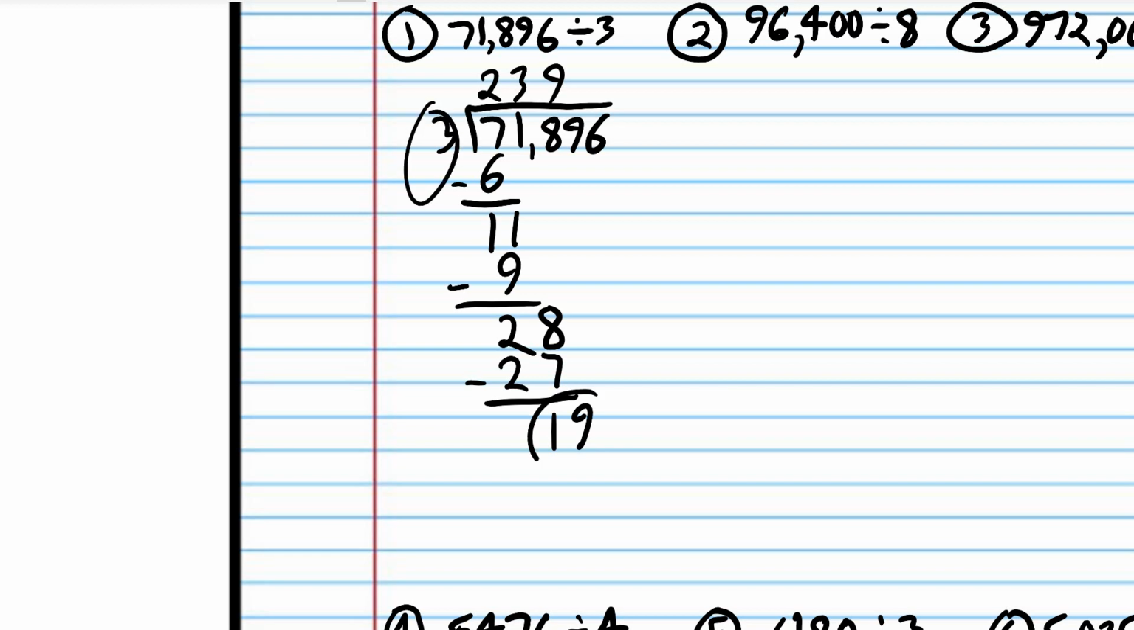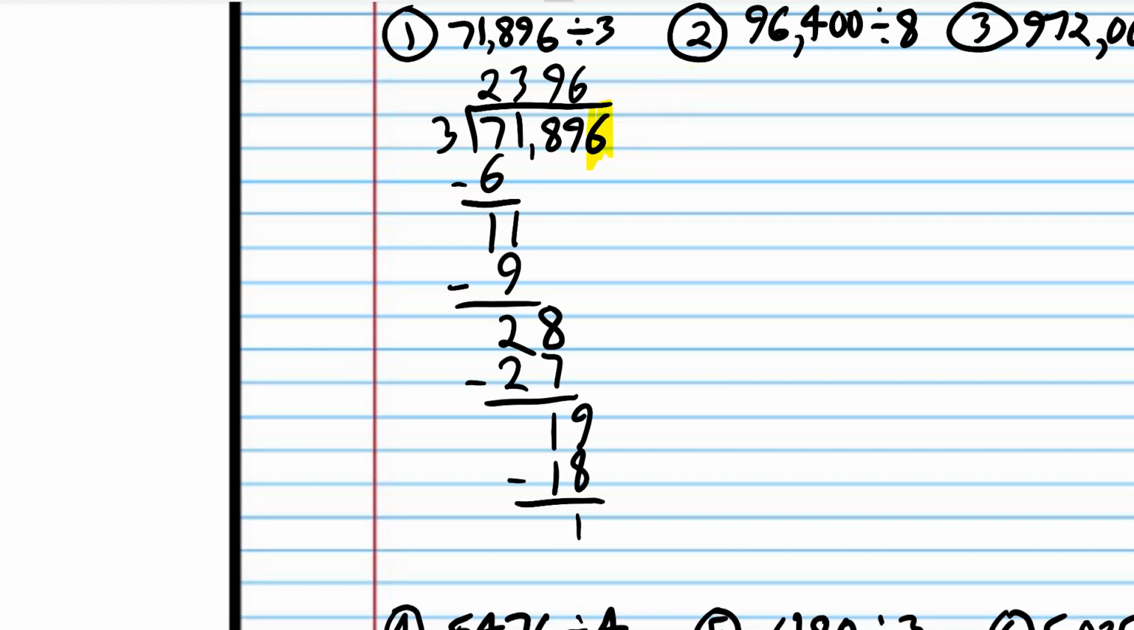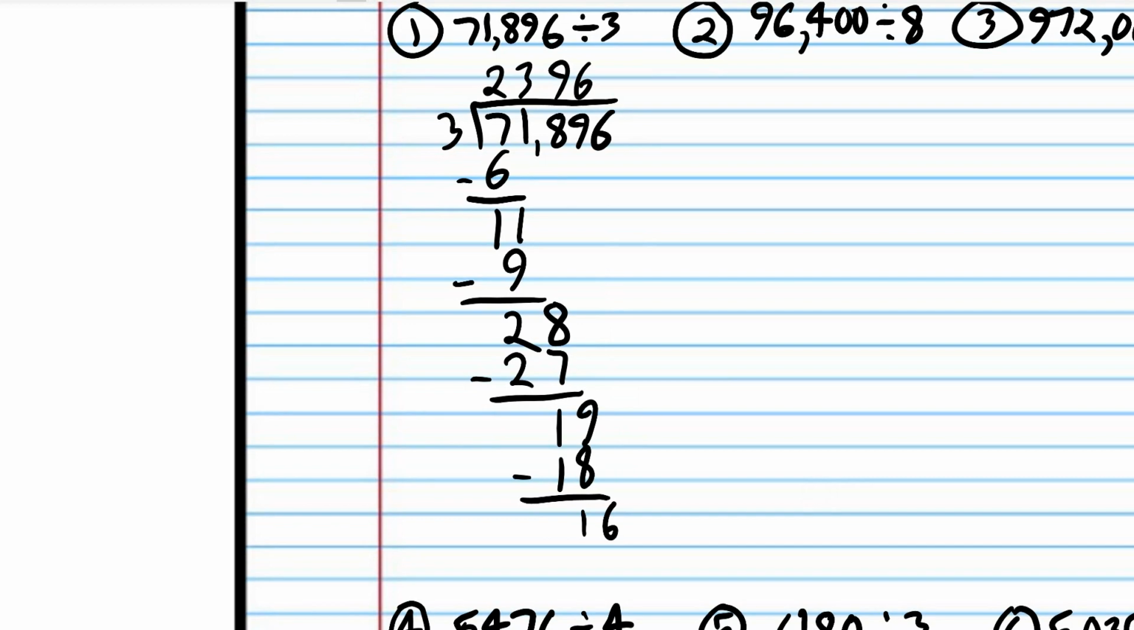How many times is 3 going to 19? It goes 6 times. 3 times 6 is 18. 19 minus 18 is 1. And we'd like to be done at that point, but we're not done because there's one more number. Remember, you have to keep going until there's no numbers over here. So we bring down the 6. It comes all the way down to here. And then how many times is 3 going to 16?